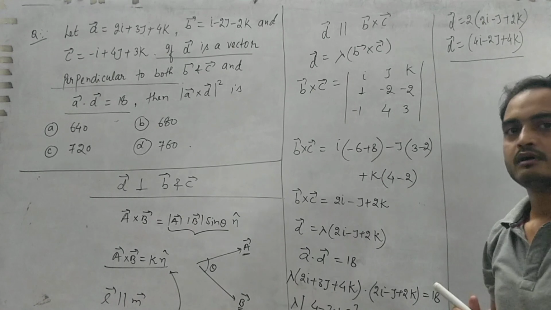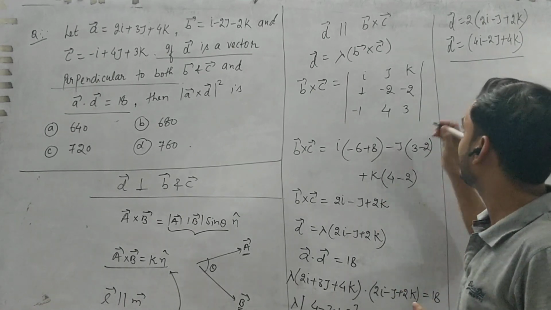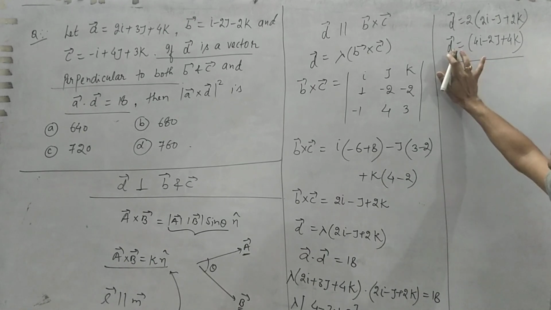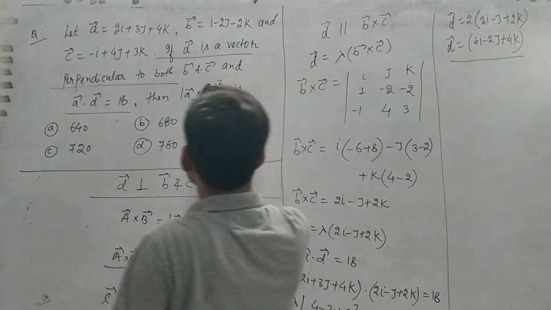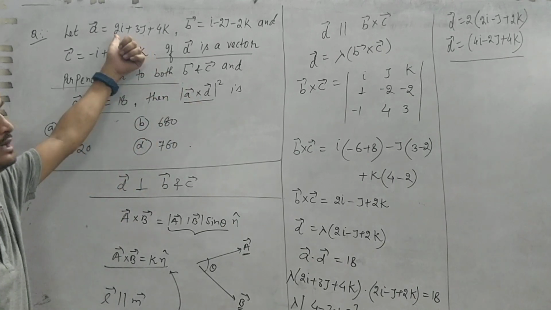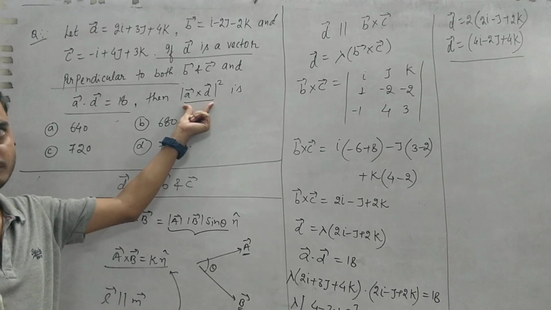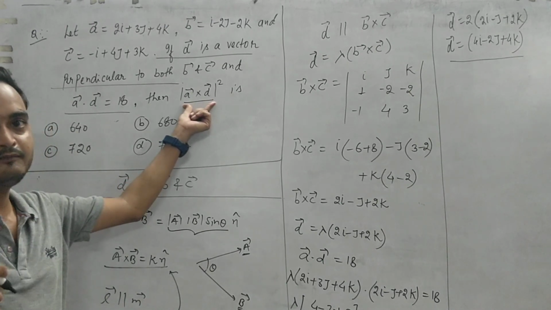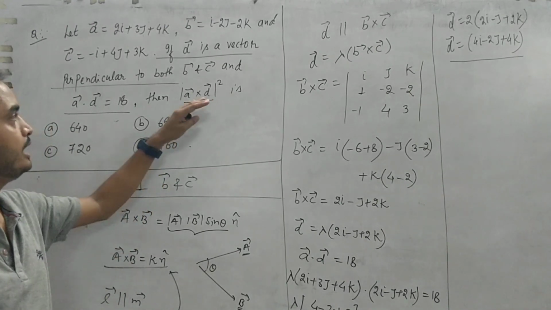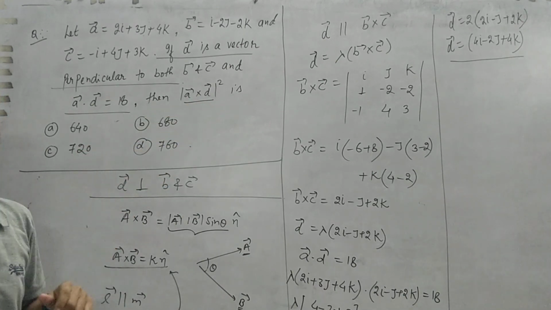Now, till here we have almost solved the question, because if we have got D vector, we can easily calculate the cross product of A. Since A vector is already given, the cross product of these two vectors, A vector and D vector, can be found, and then we will find the magnitude, and squaring the magnitude we will get this value from these answers.